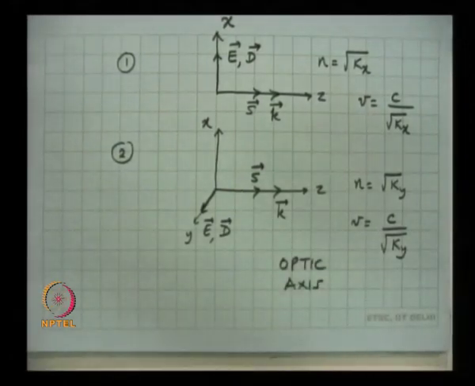If you have a biaxial medium, kx is not equal to ky, and so the velocities of the two waves are different. Now, Mohit, you had a question.